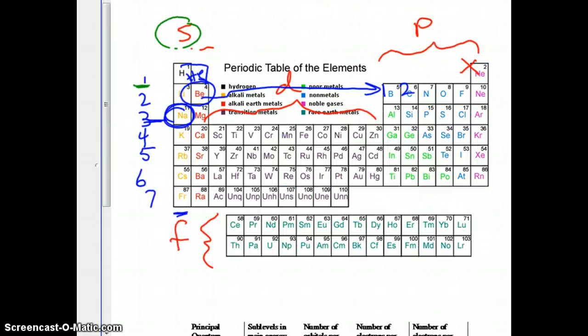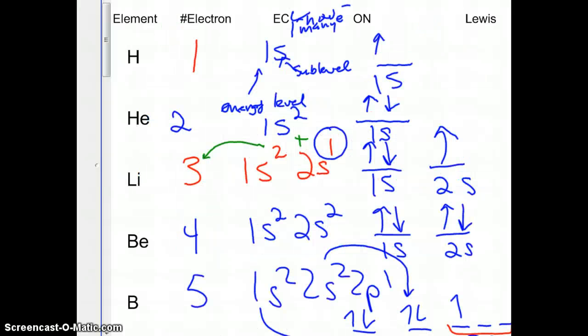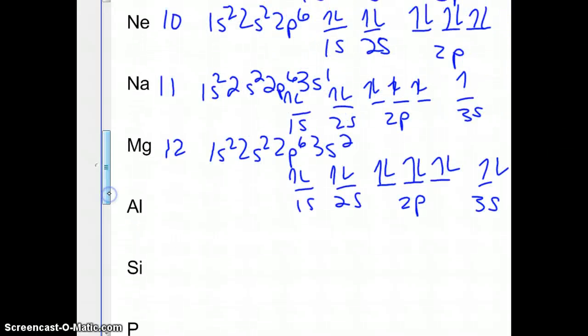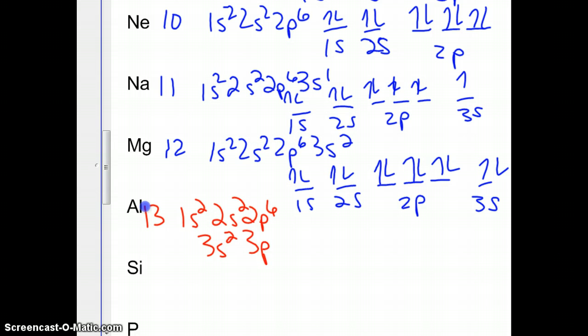So if I look back at my periodic table, when you are done with magnesium, where do you go next? You go to the 3p shell. That's where aluminum is in the 3p shell. So now to do the electron configuration of this, aluminum has 13 electrons, 1s2, 2s2, 2p6, 3s2, 3p1.